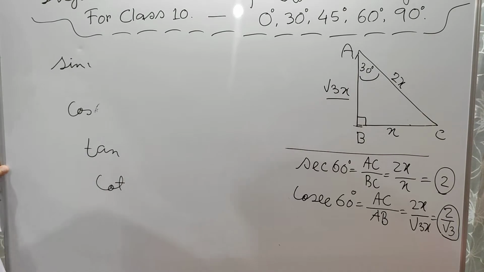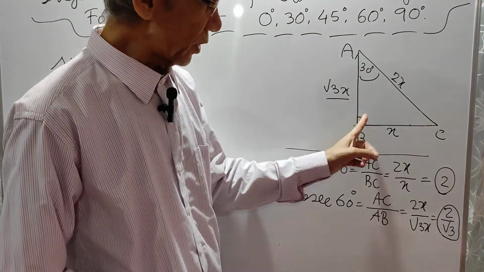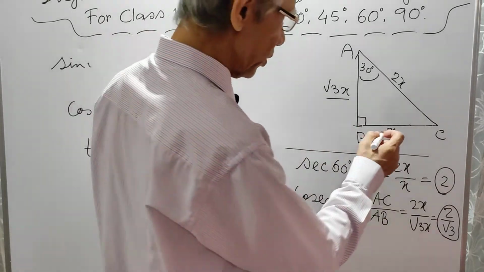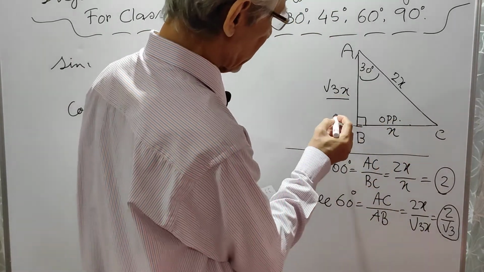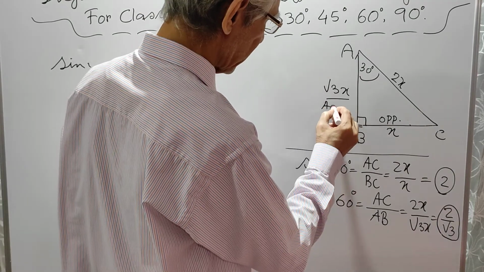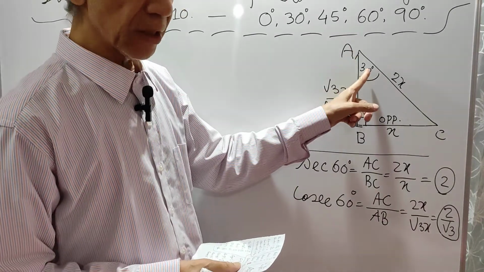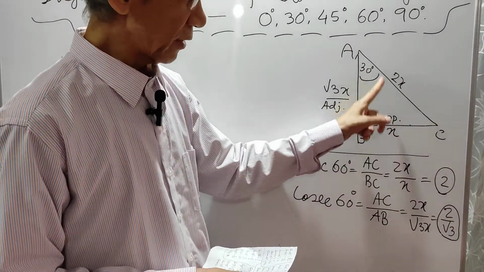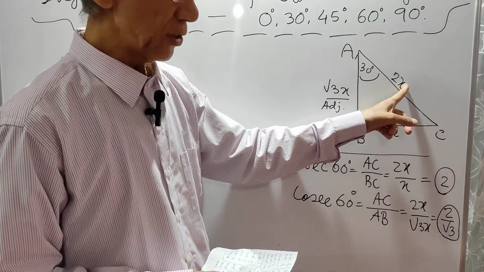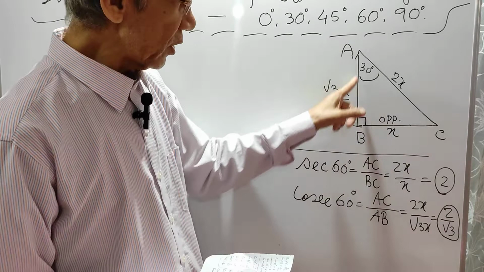All right. Now, when we consider this angle, this is the opposite side. And this one is the adjacent side. So AB is the adjacent because it is touching that angle, and BC is the opposite. Isn't it opposite to this angle? So the hypotenuse remains as it is. So when we consider this angle, this is opposite and this is adjacent.